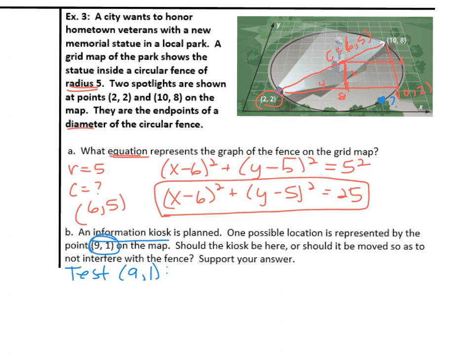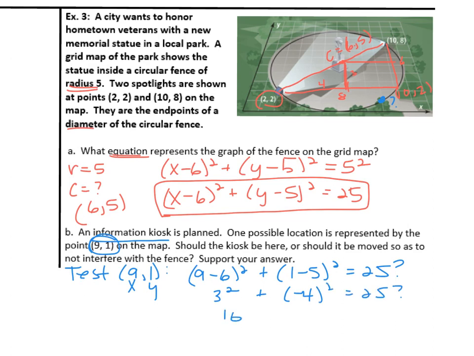If we plug in 9 as x and 1 as y, we would get (9 minus 6) squared plus (1 minus 5) squared. Let's see how that relates to 25. 9 minus 6 is 3, and we'll square that. 1 minus 5 is negative 4, and we have to square that.